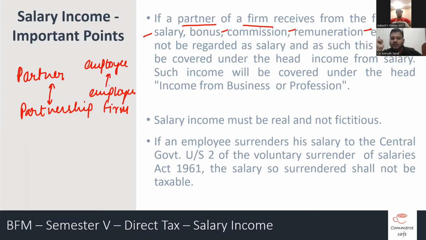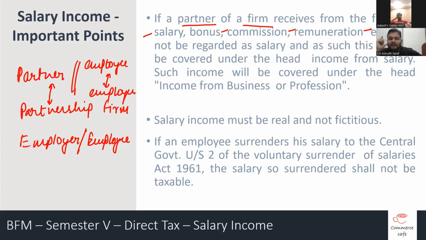No, sir. Remember, I told you that this is the most important criteria, that you must have an employer-employee relationship. If the partner is the employer, the employee and employer cannot be partners. Yes, I got it.